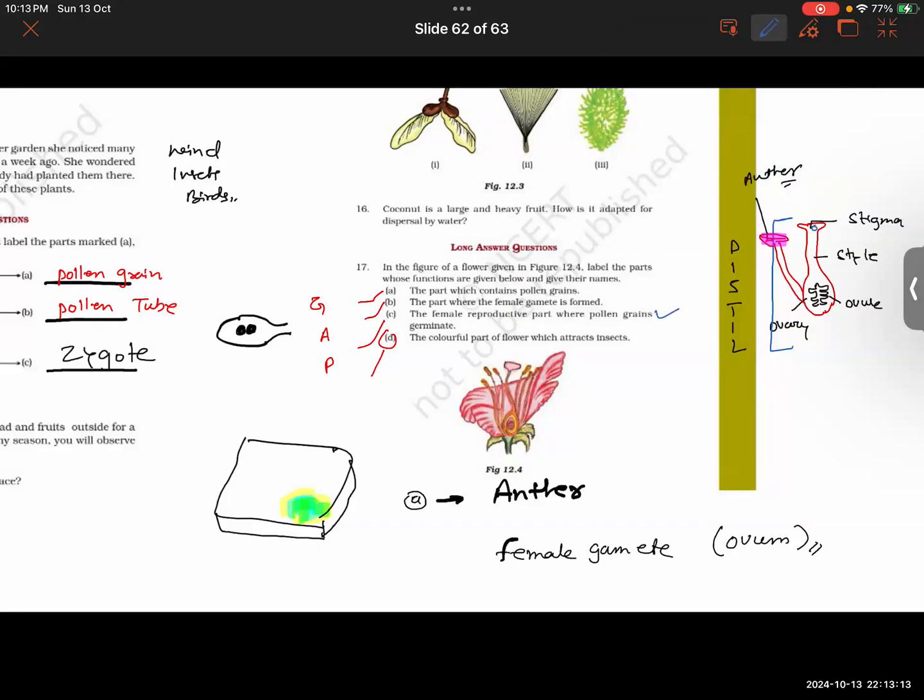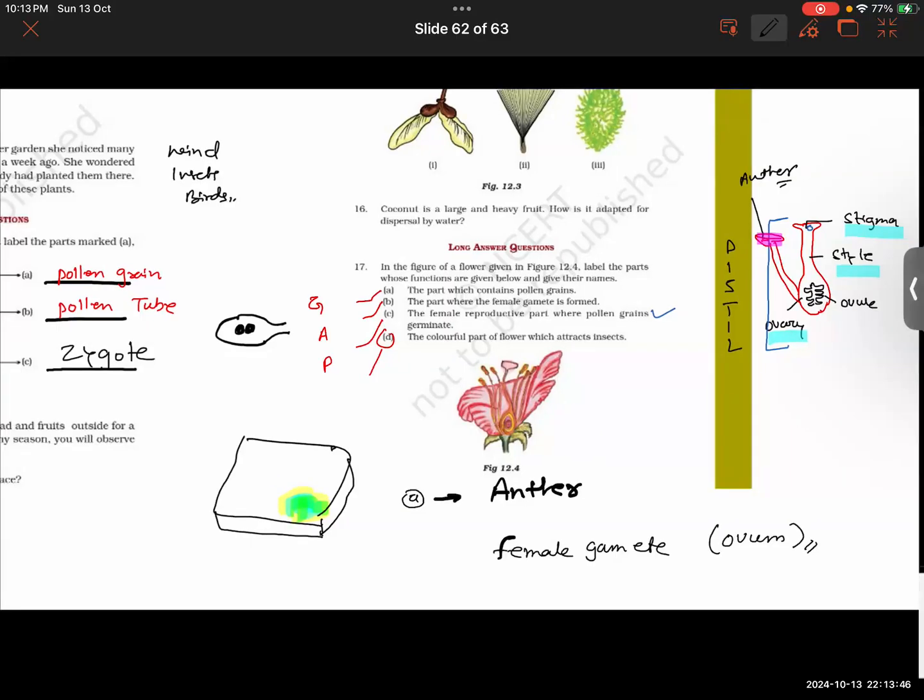And as for your question, Abu Bakr, there are three main parts of the pistil, namely stigma, style, and the ovary. In these three parts, where is the female gamete present? Basically, talking about the ovum. If anyone else knows the answer, they can also answer this. Yes. See, the female gamete, that is ovum, is present inside the ovary. It is produced by the ovary.